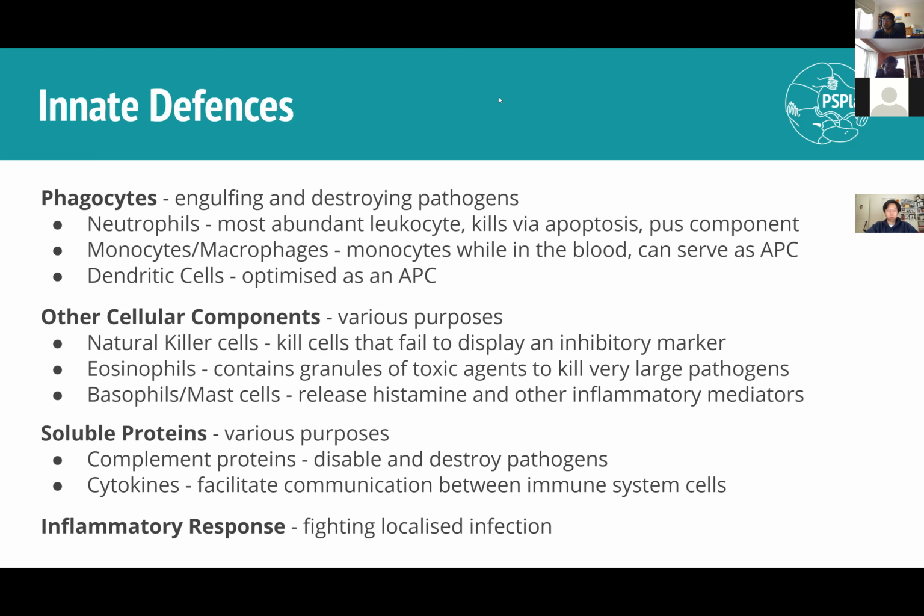And part of the outcome of that is that they are a major component of pus. So if you have a wound and it becomes infected and you've got pus, then a lot of that is dead neutrophils that make up that material.